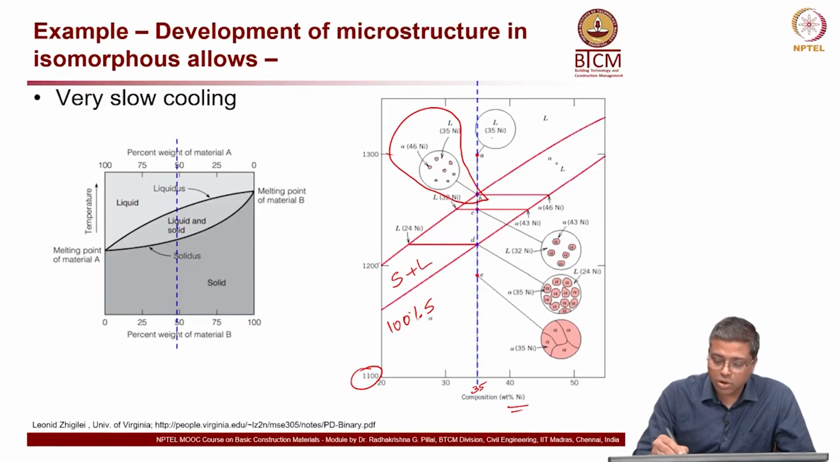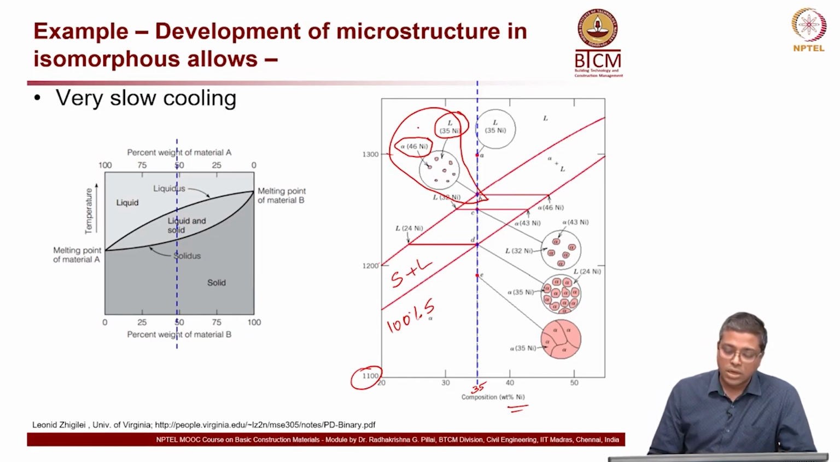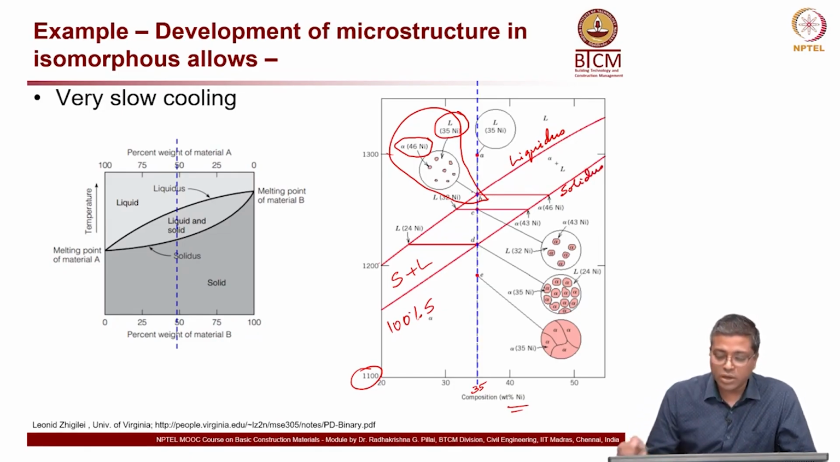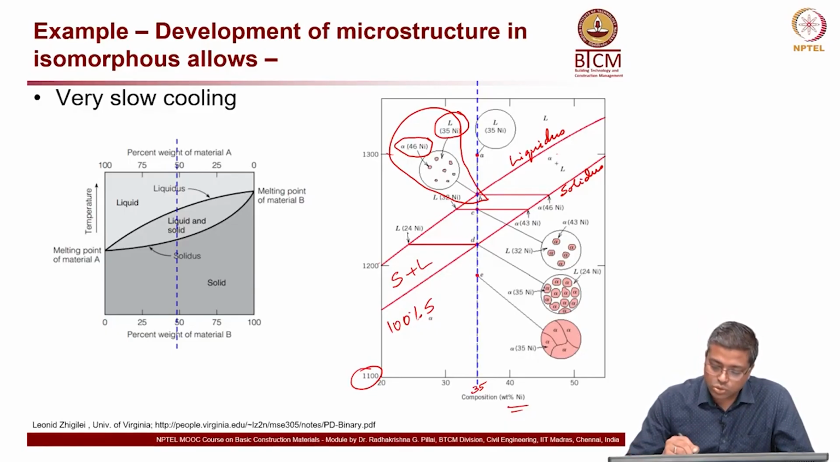This is the combination, and you can see that you have liquid phase and also alpha phase. Small crystals are actually forming. The solid phases start to form because you are at the liquidus line right now. So, this is the liquidus line, and this is the solidus. This region in between liquidus and solidus is alpha plus L, that is, solid plus liquid phase.